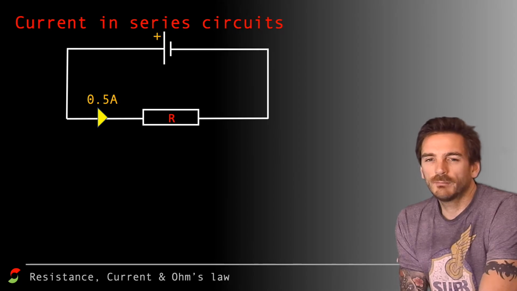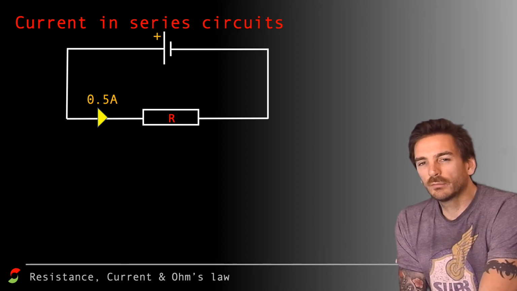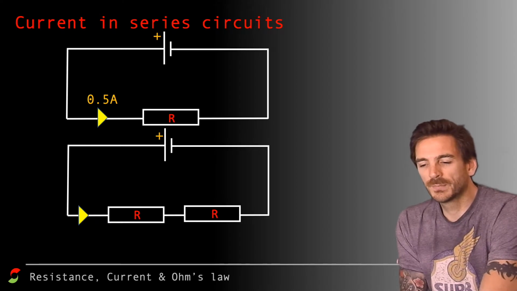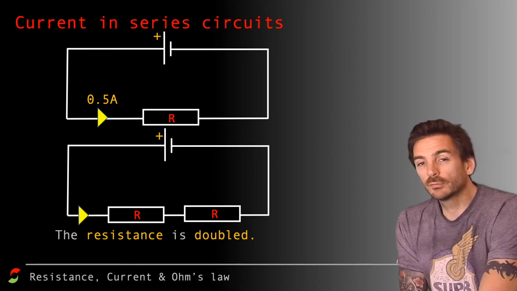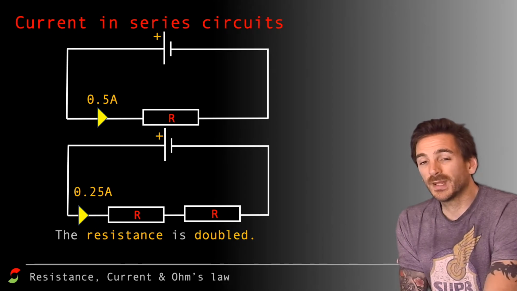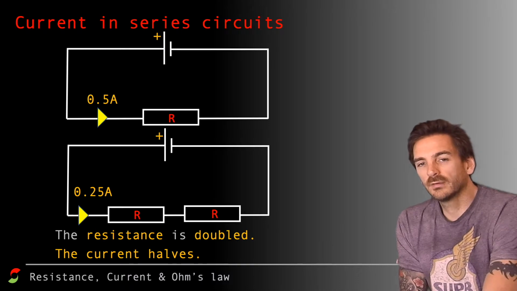So let's see what resistance does to current in a series circuit. Here we've got a series circuit with a resistor in, and that resistor allows a current of 0.5 amps to flow through it. If we get a similar circuit but add another, identical resistor, what we've done is double the resistance in that circuit. If the resistance is doubled, then the rate of flow of charge, current, is going to be lower. In fact, it's going to be half the amount. So if we double the resistance, the current is halved.